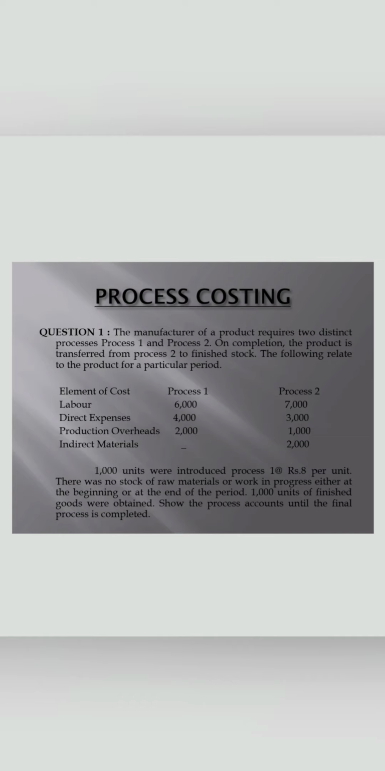1,000 units were introduced to process 1 at rupees 8 per unit. There was no stock of raw materials or work in progress either at the beginning or at the end of the period. 1,000 units of finished goods were obtained. Show the process accounts until the final process is completed. So this is the question. Now let's move on to the answer. First, process 1 account.